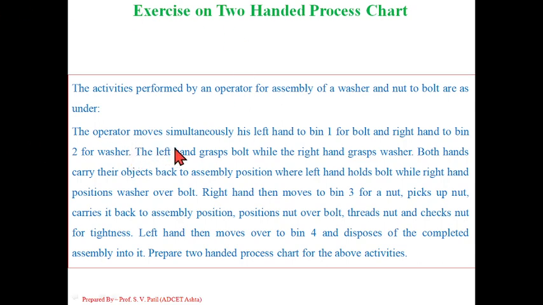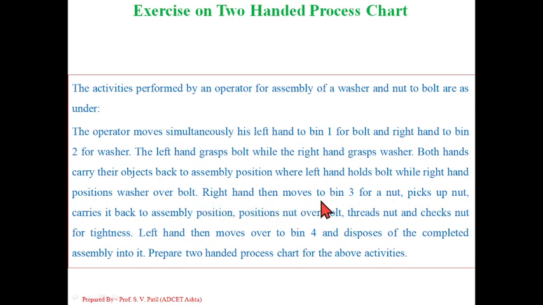The operator moves simultaneously his left hand to pin 1 for bolt and right hand to pin 2 for washer. The left hand grasps the bolt while the right hand grasps the washer. Both hands carry their objects back to the assembly position, where the left hand holds the bolt while the right hand positions the washer over the bolt.